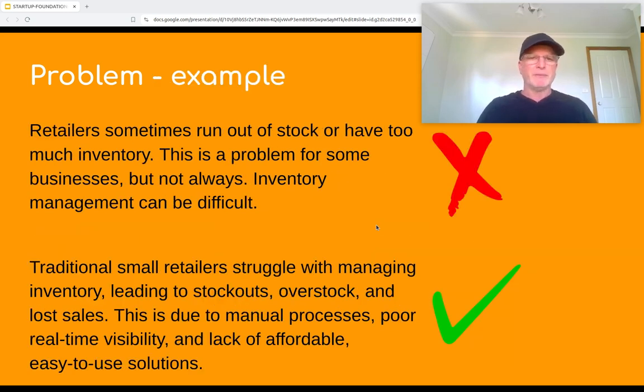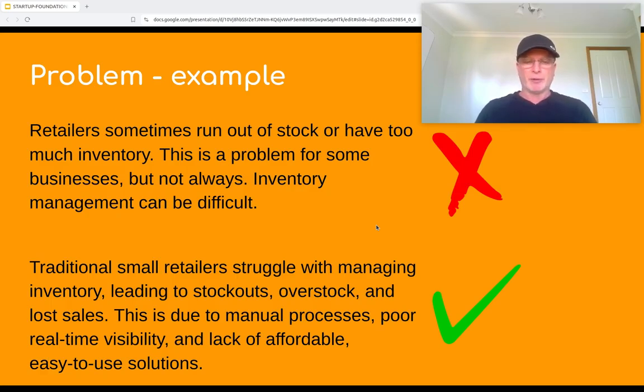Let's continue. I'll give an example. Example of a problem definition. Retailers, it's a real problem. Retailers sometimes run out of stock or they have too much inventory. This is a problem for some businesses, as we know, but not for everyone. Inventory management can be very difficult. It's all true, but it's not defining a good startup problem.